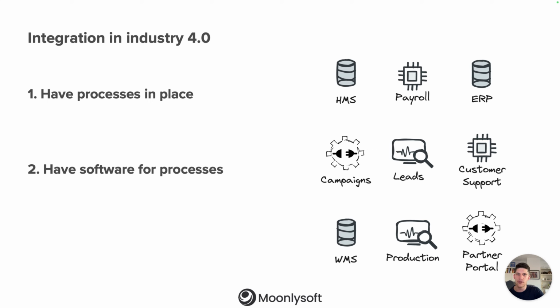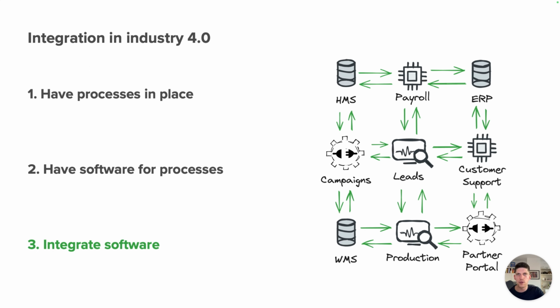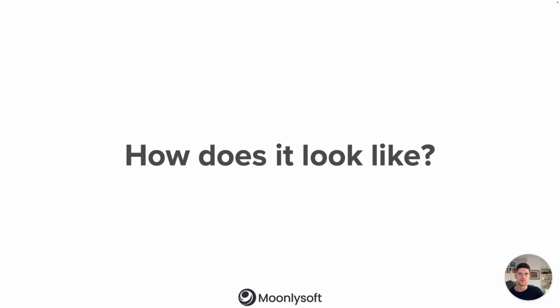And on top of them, we have software that is working within those processes. So having the processes defined and the software that utilizes those processes is the definition of Industry 3.0. And then, if we manage to integrate the software to connect with one another, we have the definition of Industry 4.0. This is where the magic happens. What does it look like?